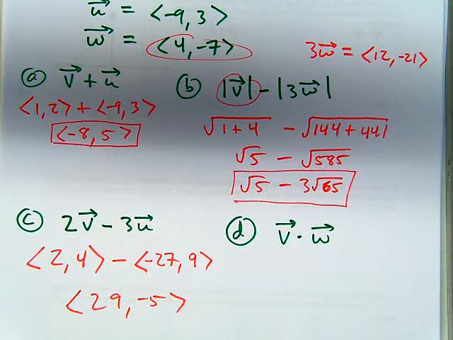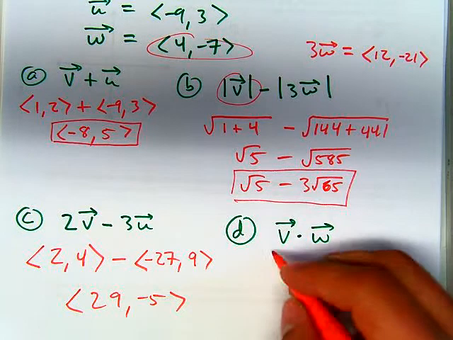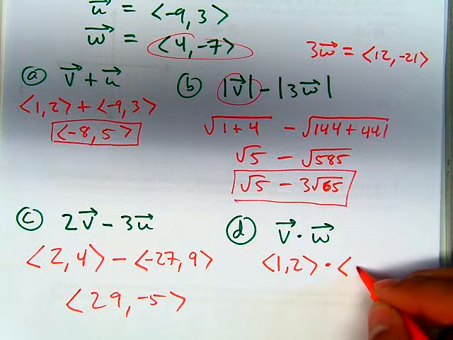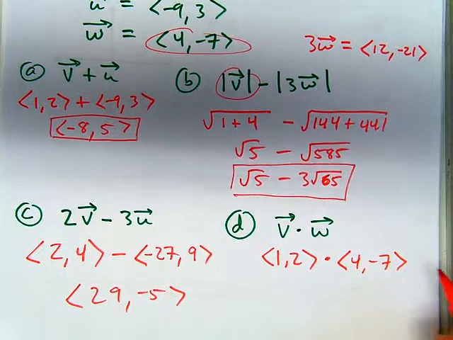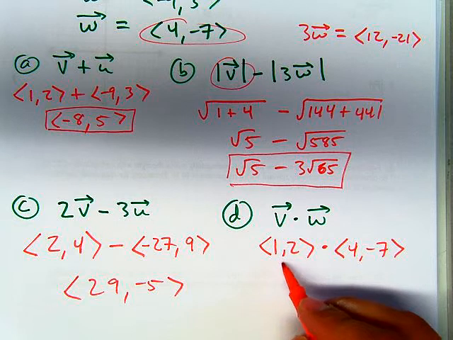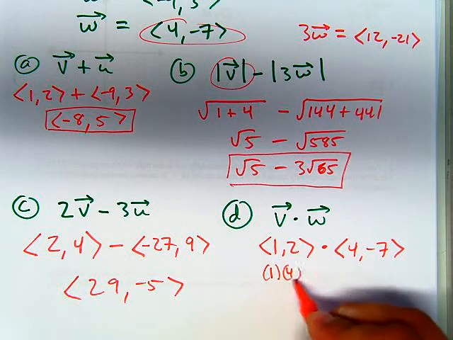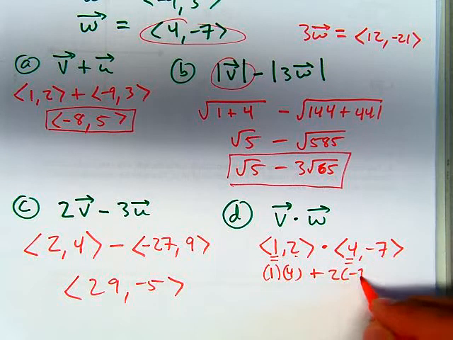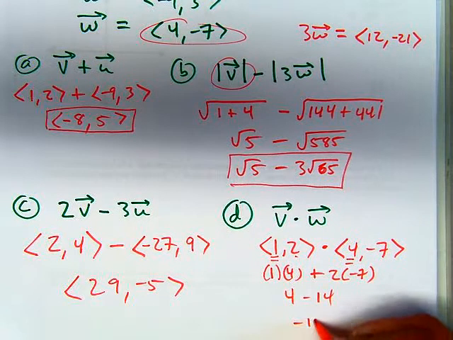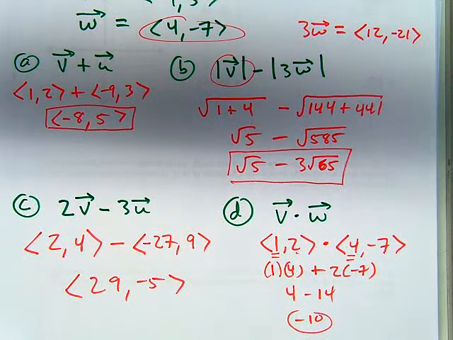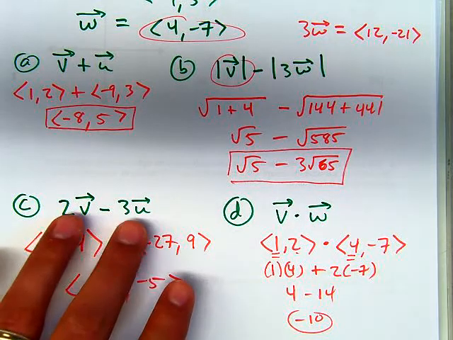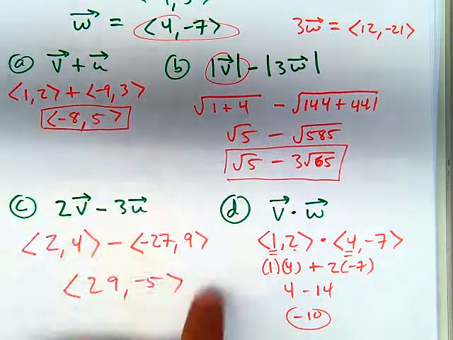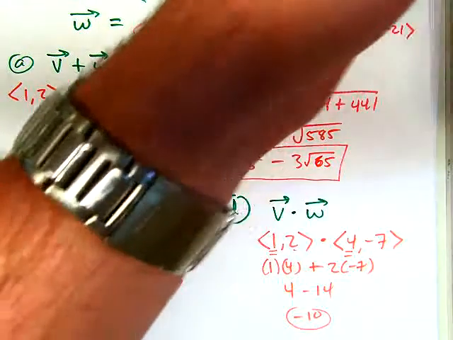So there's that answer. And now v dot w, that just means to take 1 and 2 and then dot it with a vector that has 4 and negative 7 for the components. Remember that just means to take 1 times 4, so take horizontal times horizontal, plus vertical times vertical. So that's going to be 4 minus 14. The answer is going to be negative 10. Okay, so that's dot product, some scalar multiplication and subtraction. Same thing here with finding lengths and magnitudes, and here was just basic addition.